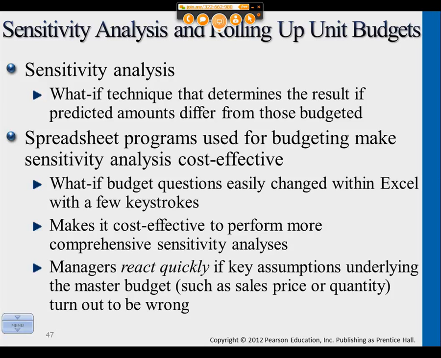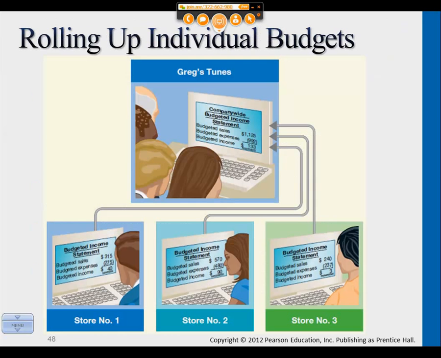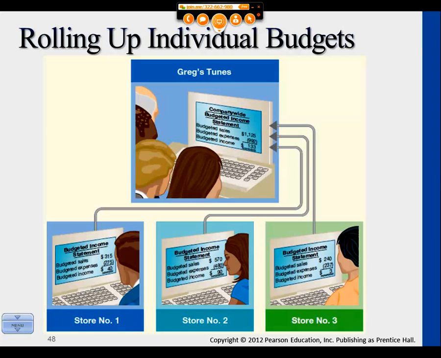Spreadsheet programs are going to help you use different sensitivity analyses for budgeting. That's going to make it very cost effective. There are three parts to it: what-if budget questions are easily applied with the help of Excel. Just a couple of buttons and you can change the setting. Then it's very cost effective to perform more comprehensive sensitivity analysis, right? And we can also react very quickly and adjust that budget.